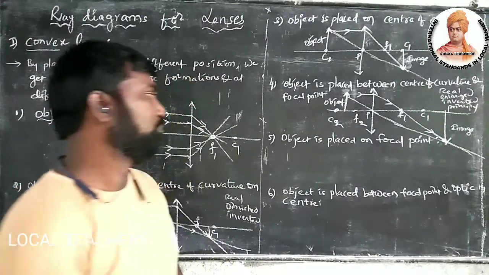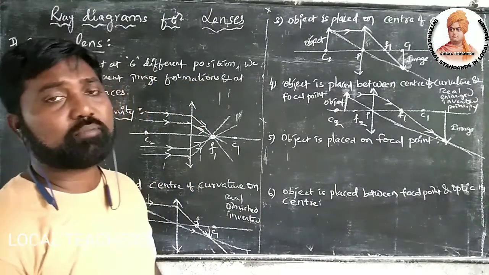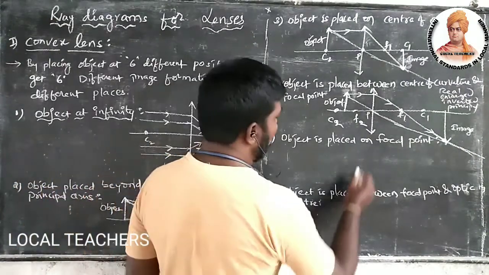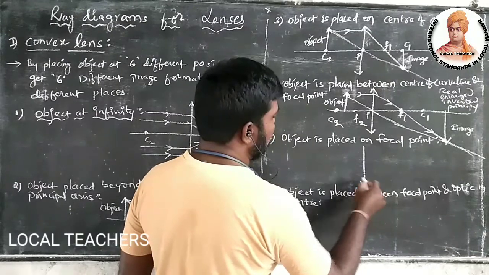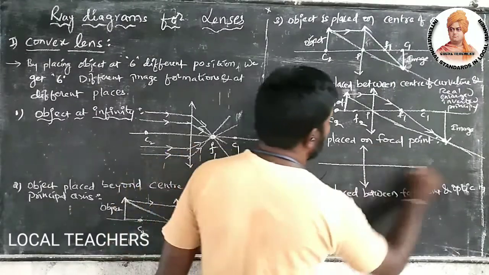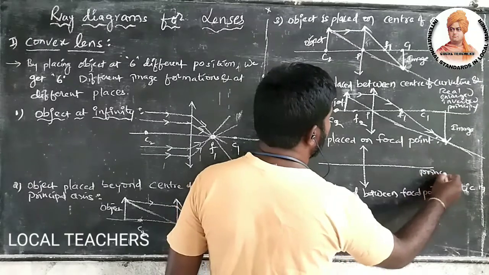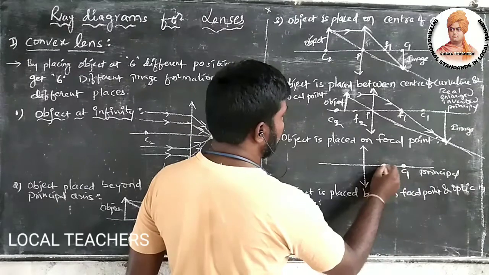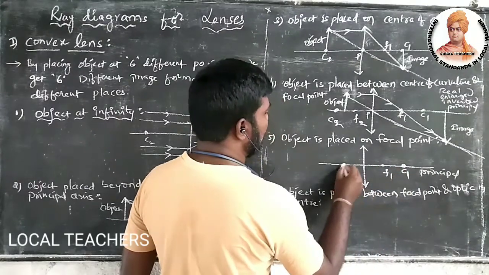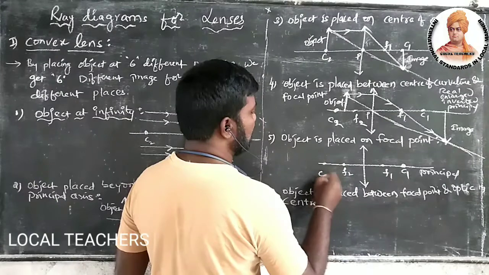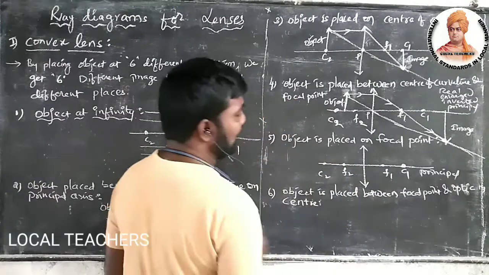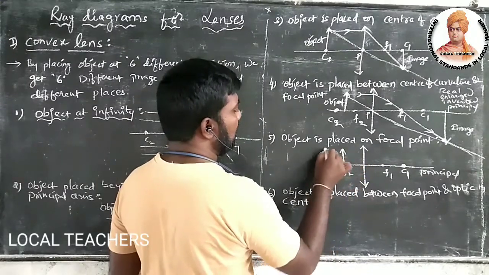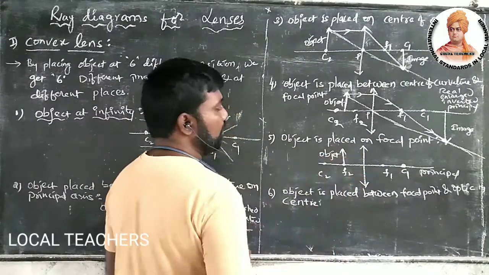Next we go for position 5. The object is placed on the focal point. Here consider this a convex lens. This is the principal axis. We identify the center of curvature, this is focus, and this is focus, and this is the center of curvature. The object is placed on focus, on the focal point.